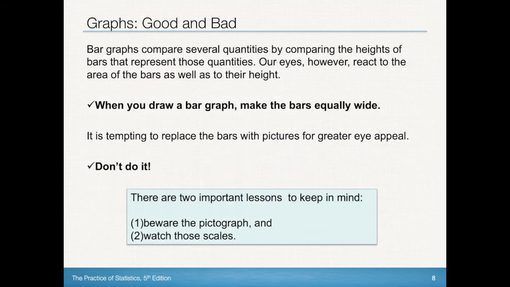So there are some things to be wary about when you're looking at graphs. The first thing is to recognize if the bar graphs have exactly the same width bars. Because what some people will do to try to mislead you towards a conclusion is they will make certain bars larger than others to add importance to them.